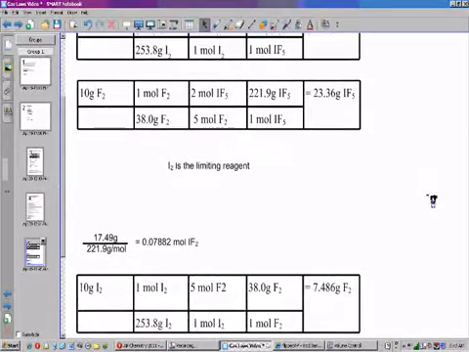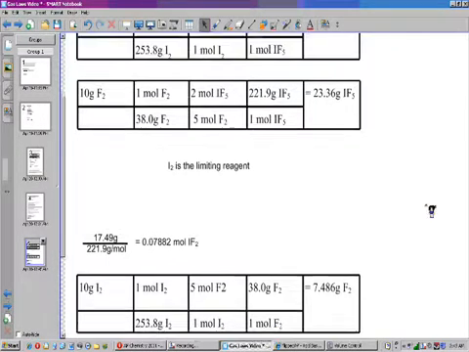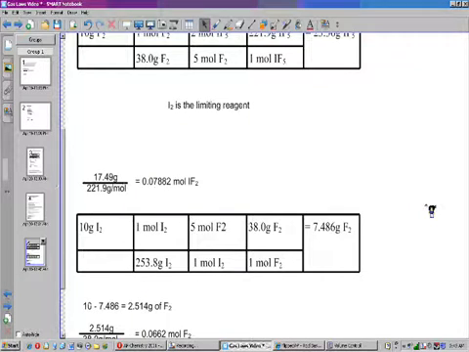So after we know that, we need to know how many moles of iodine pentafluoride are produced, since we're looking for the mole fraction. So you do 17.49 grams over 221.9 grams per mole, and you find out that there are 0.07882 moles of iodine pentafluoride. Since we know that iodine is the limiting reagent, that means there's not going to be any left over in the flask, so that does not need to be counted in our mole fraction.